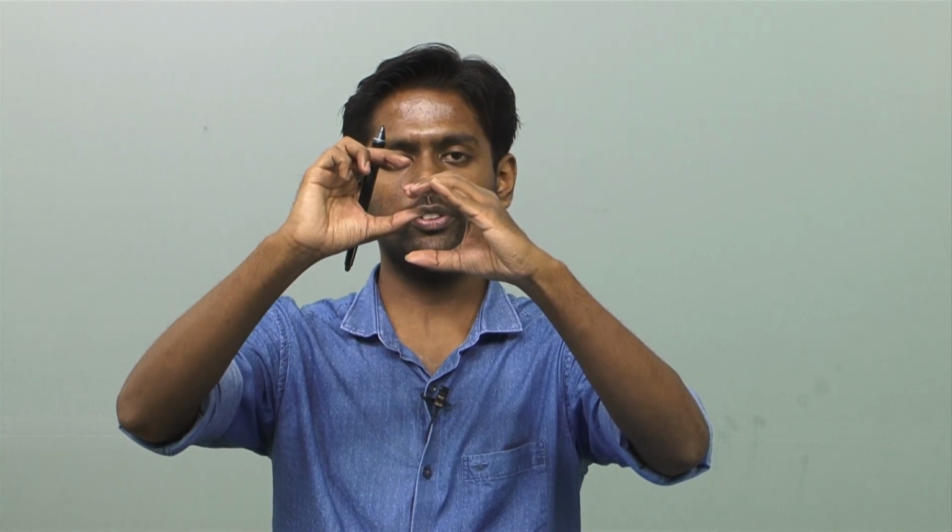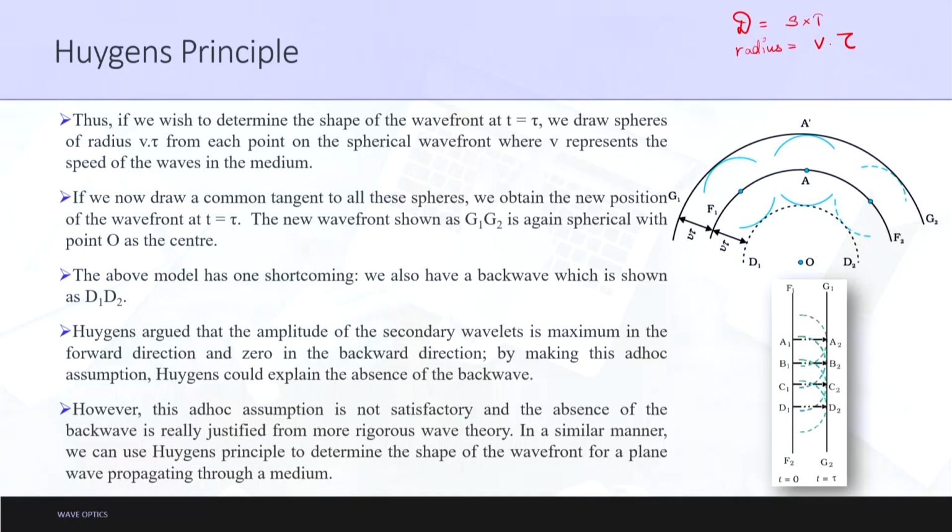So, we got to know that if we make a small sphere out of each of these points, we get the secondary disturbances. Then we draw a tangent to the secondary disturbances, and we get a new wavefront which is again a spherical shape only. So, this was being talked about. The new wavefront shown as G1, G2 is again spherical with point O only as the center. So, let me stop the complete concept here.